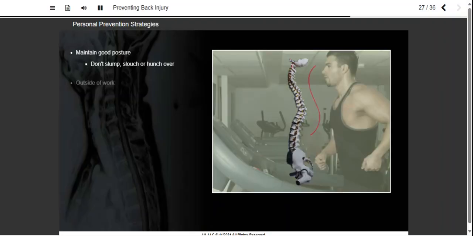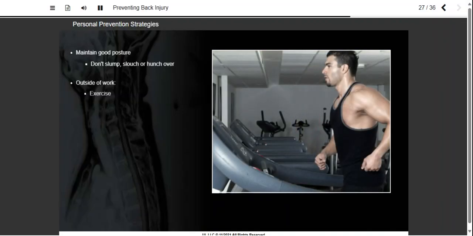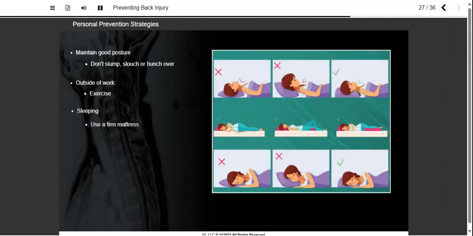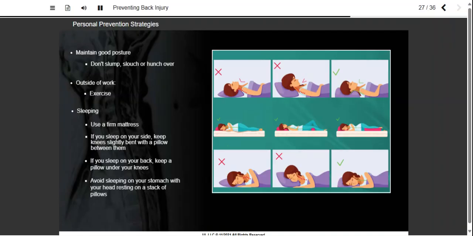Make sure you take care of yourself by following a regular exercise program that emphasizes cardiovascular exercise, strength training, and stretching. Sleep on a firm mattress on your side with knees slightly bent and a pillow between your knees, or, if you sleep on your back, keep a pillow under your knees. Avoid sleeping on your stomach with your head resting on a stack of pillows.